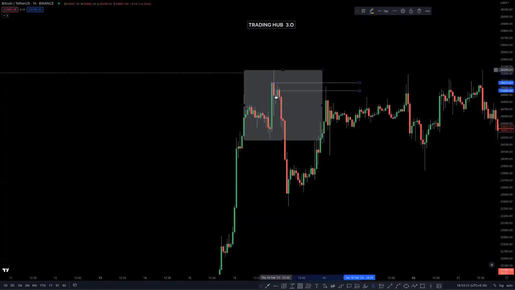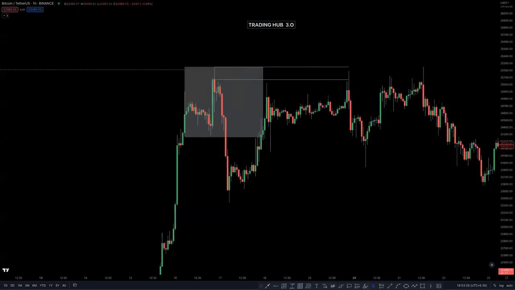So price must mitigate this one, and then we can sell here. So finally the market mitigates this one, and at this point you can sell here, right? Why? Because this is extreme.